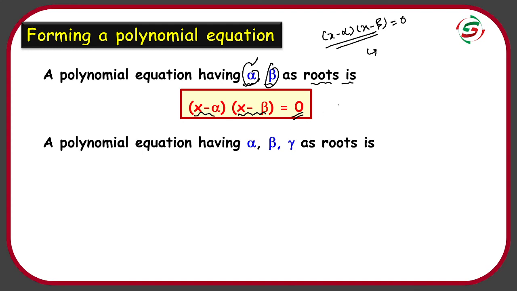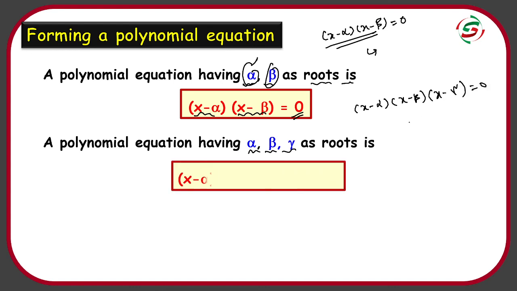Okay. So next you can see that alpha, beta, gamma are the roots. That means we can write it as x minus alpha, x minus beta and x minus gamma equal to 0. So that is going to be the polynomial equation by using 3 roots. So like this you can form the polynomial by using the roots or the zeros.